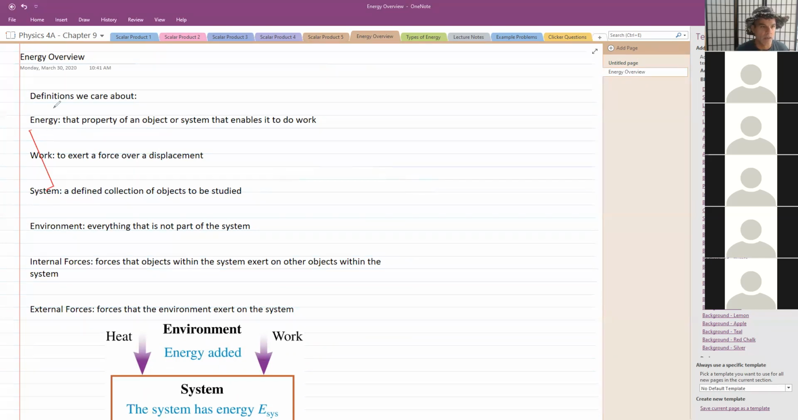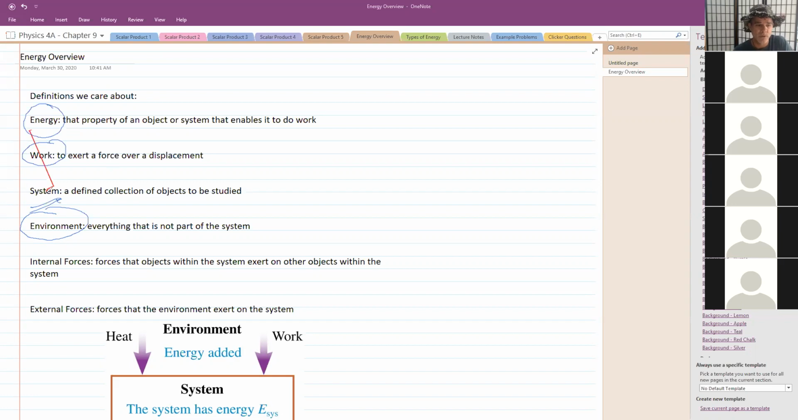So energy is this concept that something that has energy has the ability to do work, which means it can exert a force on the object over some displacement. Work, oh great, they're doing work outside, sorry about that. Work is to exert a force over a distance. System is a defined collection of objects to be studied, basically defined by you. And the reason that's important is because anything that's not part of the system is part of the environment. And the environment is just everything that's not part of the system.